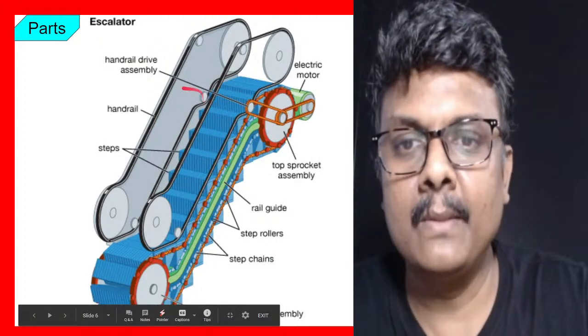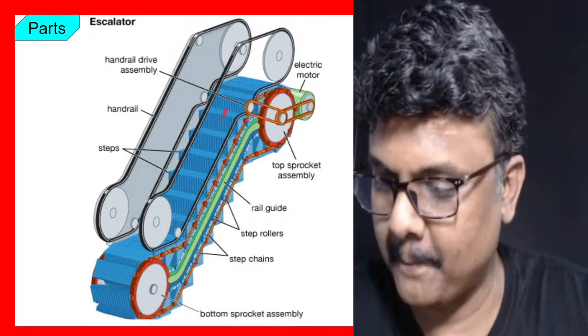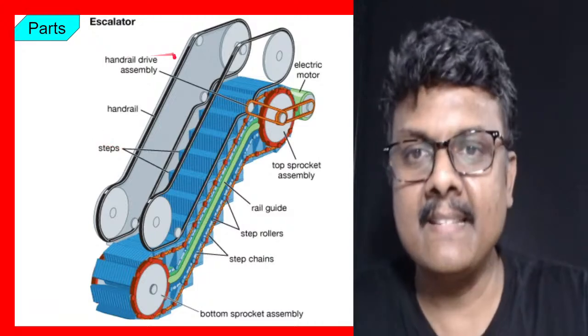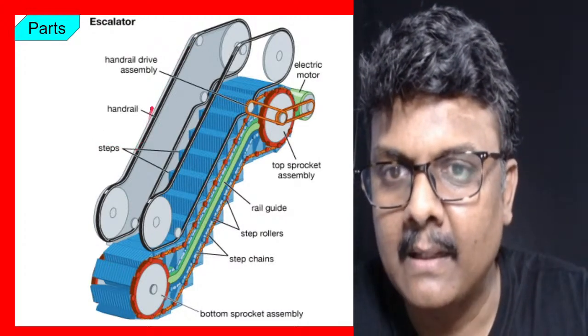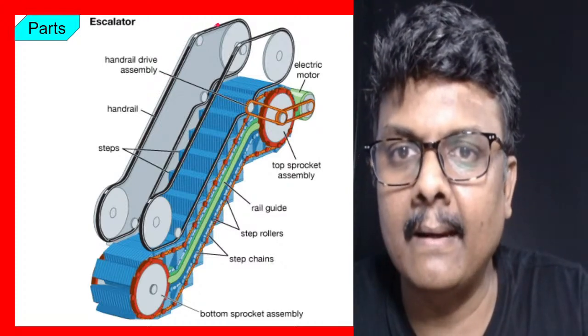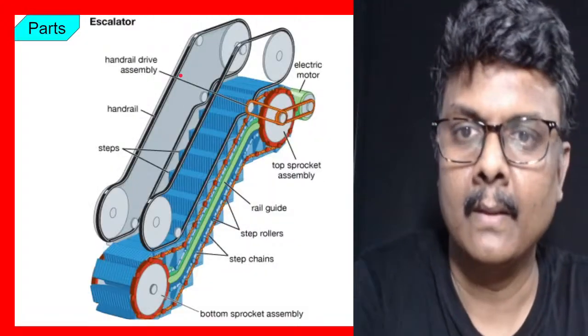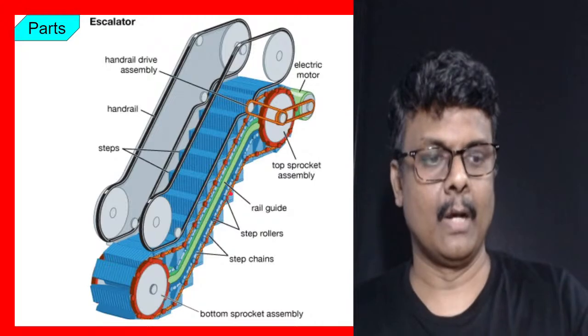Alright. Now these are the steps. You see that. The blue colored ones are the steps. Correct? Alright. This is the handrail. The black colored belt which is coming here, right? This is the handrail. This portion is the handrail. Clear? Right.